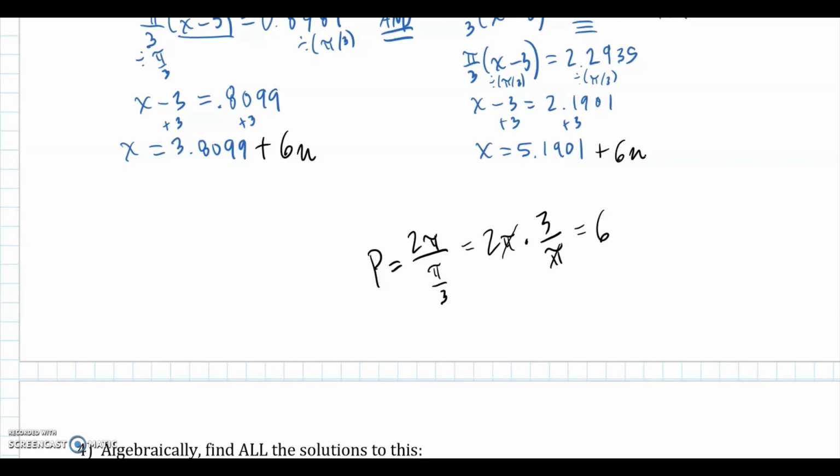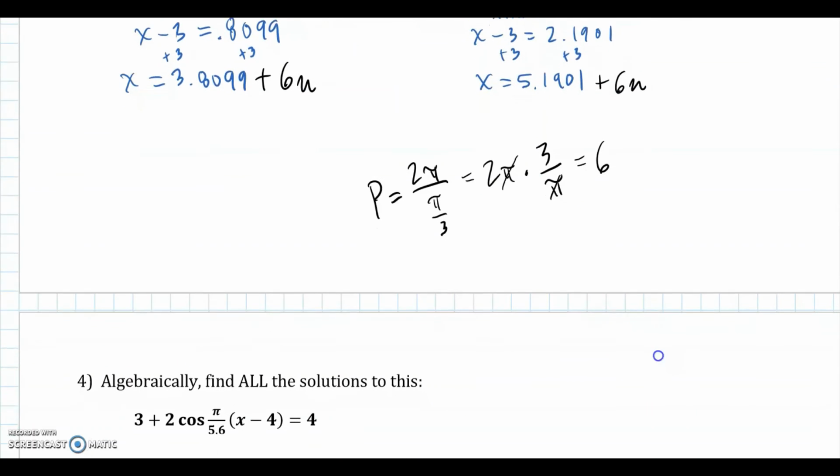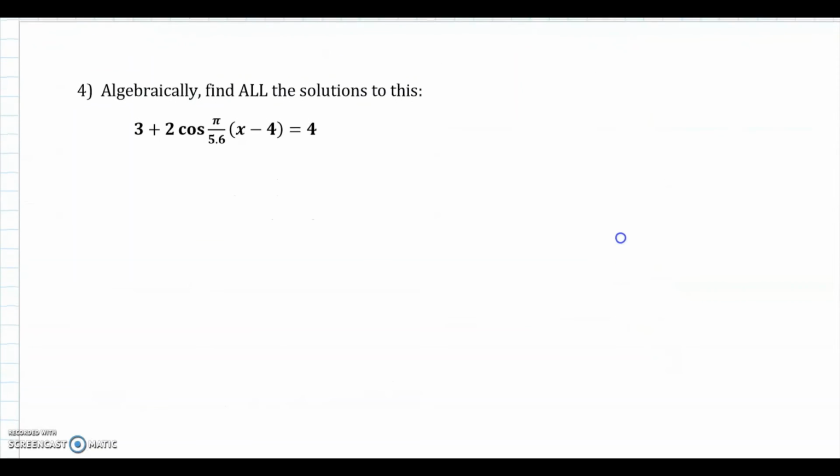Okay, for the last one, in terms of your time and life space, I'm going to do the problem out, and then I'll just kind of explain it step by step.